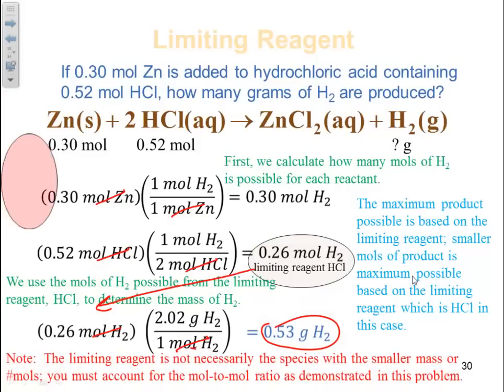Some caution here. I want you to look at the moles of HCl and zinc to start with. I had 0.3 moles of zinc and 0.52 moles of HCl. Notice that the smaller number of moles was not my limiting reagent. You've got to realize you have to account for moles as well as mole-to-mole ratios. The limiting reagent is not necessarily the species with the smaller mass or the smaller number of moles. You must account for the mole-to-mole ratio as demonstrated in this problem. You can't just look at the smaller mass and you can't just look at the smaller number of moles. You've got to account for that mole-to-mole ratio to determine which one's your limiting factor.